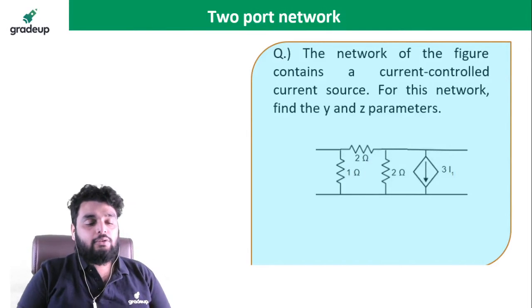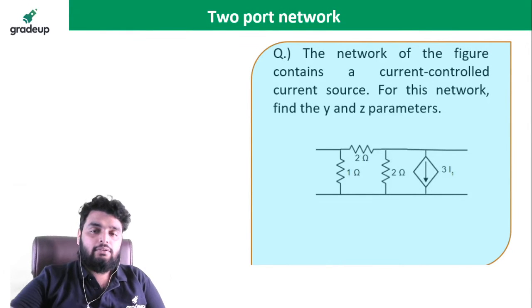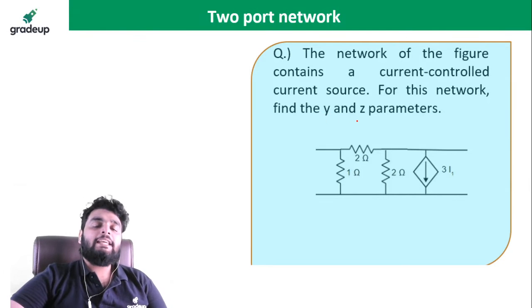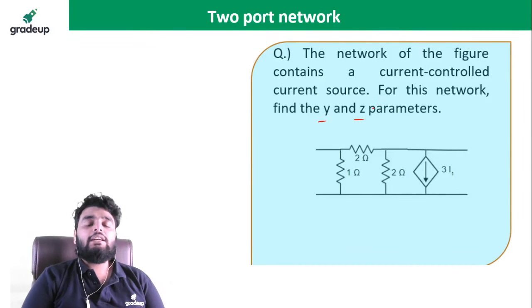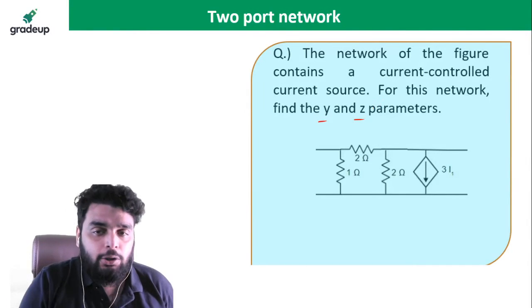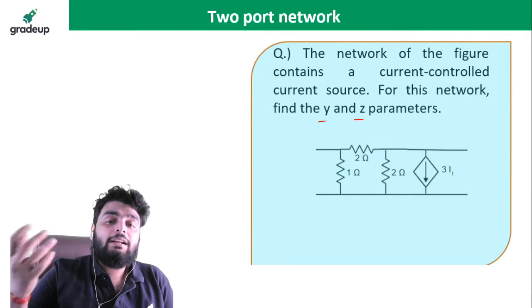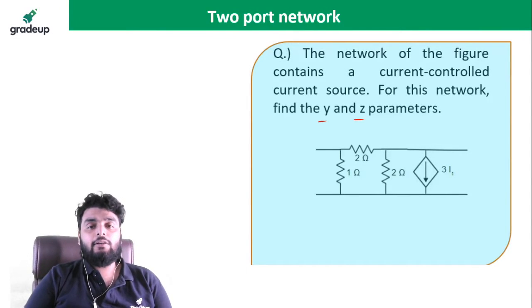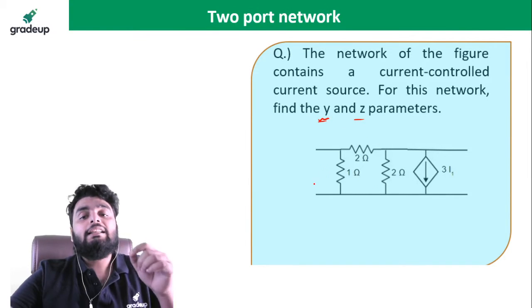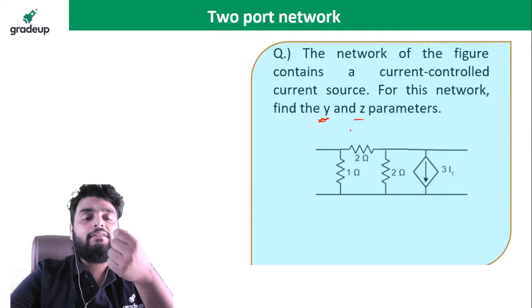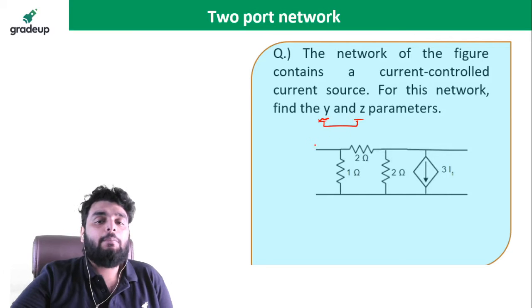Okay, so now we will solve this question. The network of the figure contains a current controlled current source. For the network, find the Y and Z parameters. Now listen very carefully. Only one of the parameters you need to find out. Either you find Y or you find Z. After that, the other parameter will be the inverse of that. For example, if I find the Y parameter for this network, the Z will be the inverse of it. If I find Z first, then Y will be the inverse of it. So remember the inverse relationship between these two parameters.